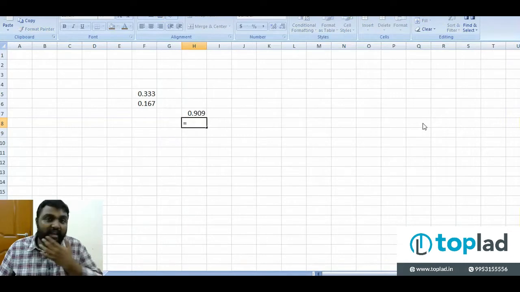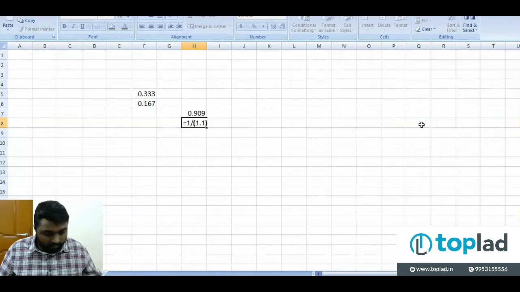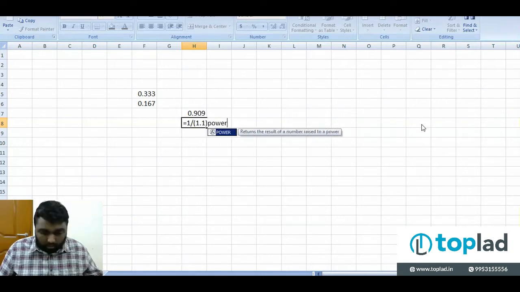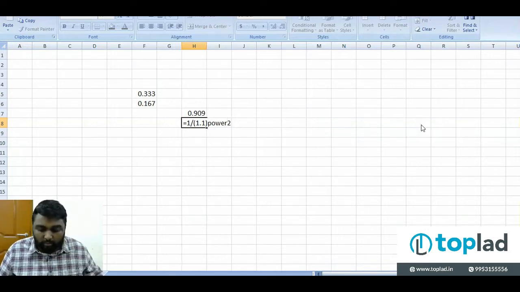What will it be for the second year? 1 divided by 1.1 to the power of, now for the second year, so 1 more.